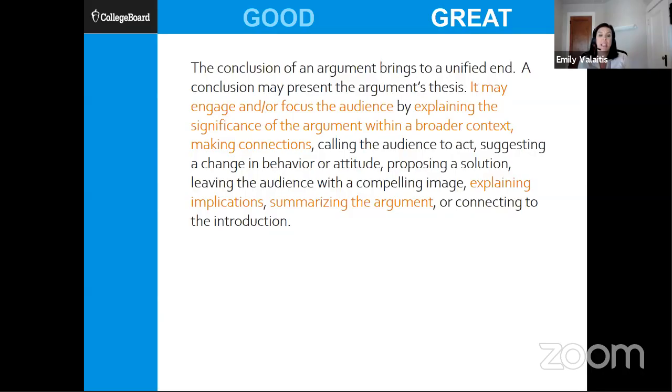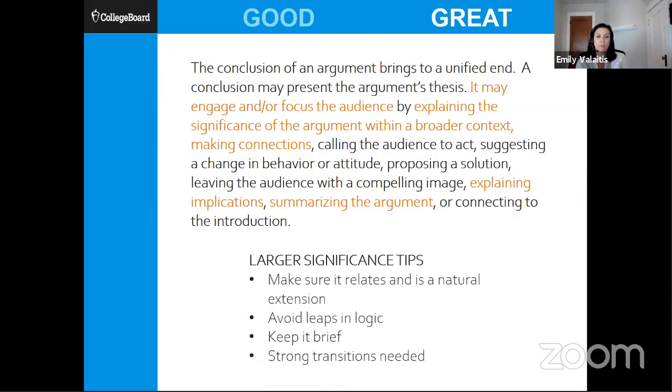So the first way I think that you can go about engaging or focusing your audience is explaining the significance of the argument within a broader context, making connections, explaining the implications, and/or summarizing the argument. I like to lump all those together and just label them the larger significance. One way you can move into a great conclusion is to explore the larger significance in the conclusion. So what that means is, let's go step by step.